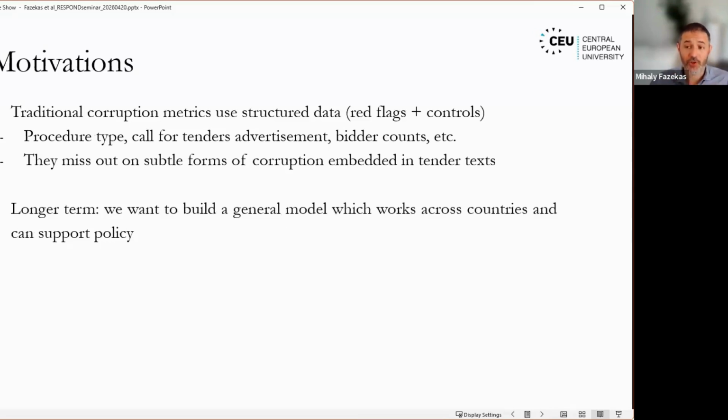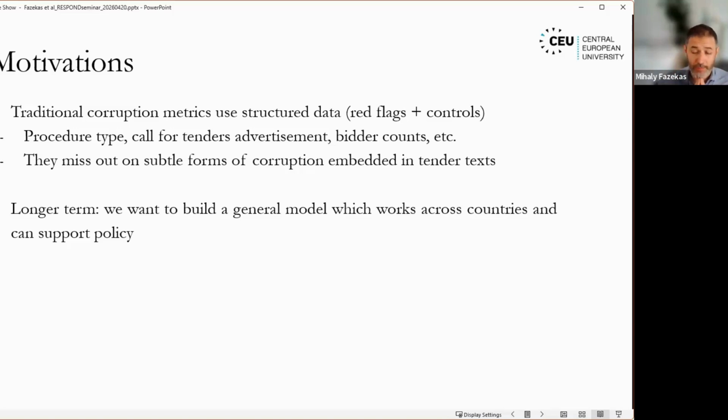So what are the motivations behind this paper? So building on what I said already, there is a clear tendency of the literature to use red flags made out of structured data. Okay, that's the procedure type, call for tender advertisement, so on and so forth. Now, with this structured information, there are two features. One is that they are very visible, right? So procedure type is visible. Number of bidders is visible.